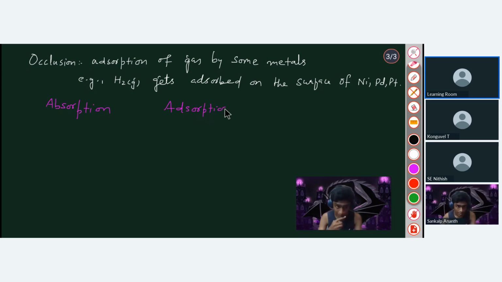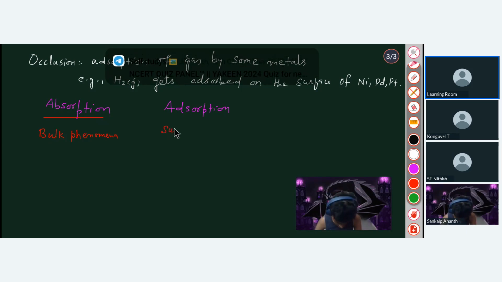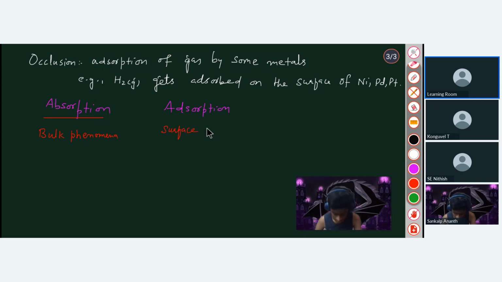What is the difference between the two? Absorption is a bulk phenomenon. Bulk means it absorbs in the whole body within it, like a sponge. And adsorption is a surface phenomenon. That means it only occurs on the surface.